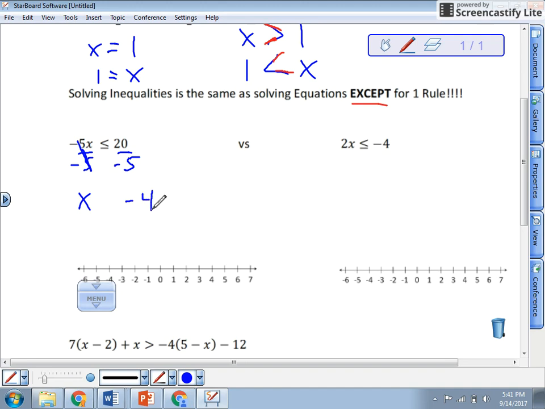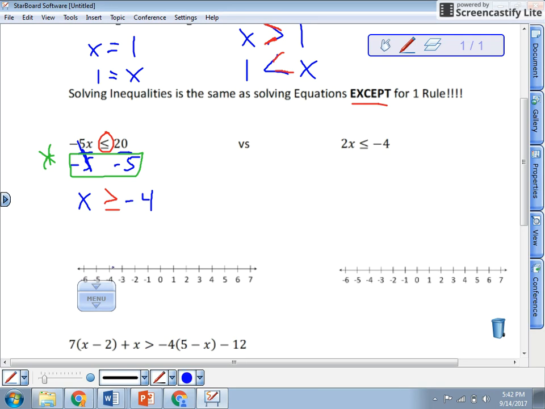Now, since I divided both sides by a negative, and this is our rule, if you divide or multiply both sides by a negative, the sign must change. So it was a less than or equal to. Now it's going to be greater than or equal to -4. So that is the one rule. I'll show you how to graph here, and we'll do interval notation real quick just to review.